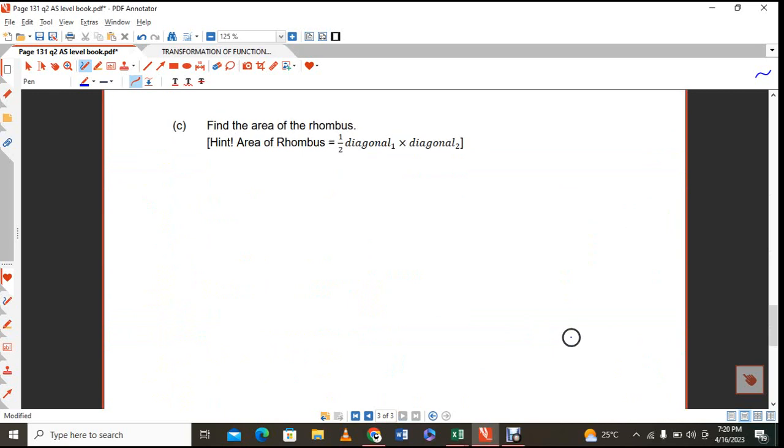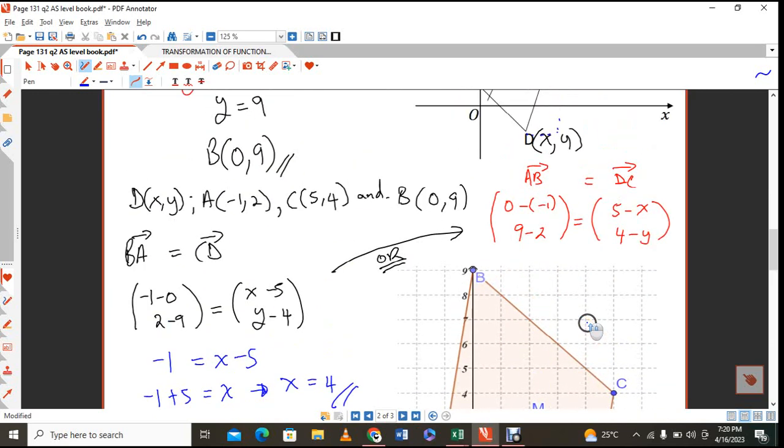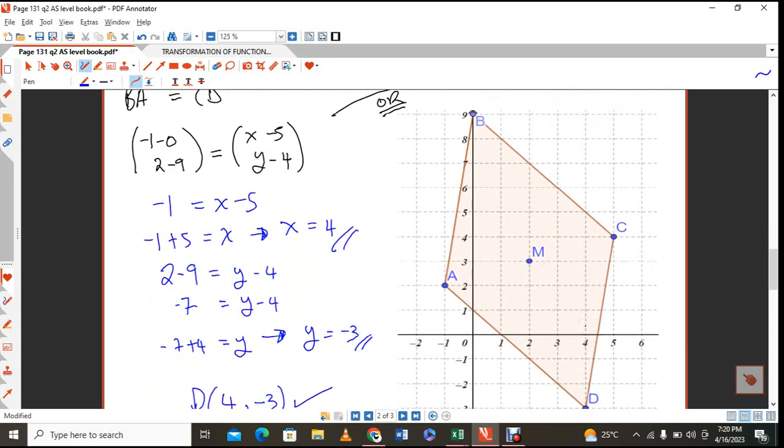Now, also something you understand, we need to work with the diagonals of a rhombus. So we are going to look at distance AC and BD, and we are going to take those distances. What is the actual distance? Now that we know all the full coordinates, we're going to use the distance formula. Then multiply the distance of BD times the distance of AC, and find half of it.